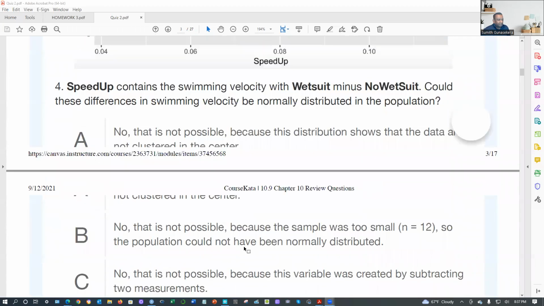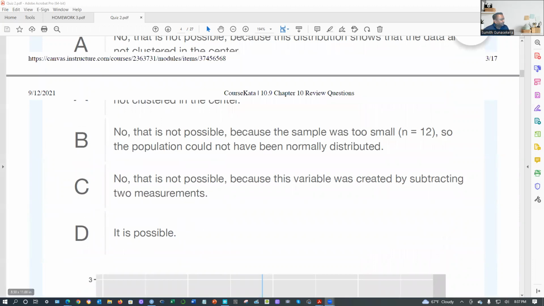Yes, that can happen. That's a possibility. It is possible.